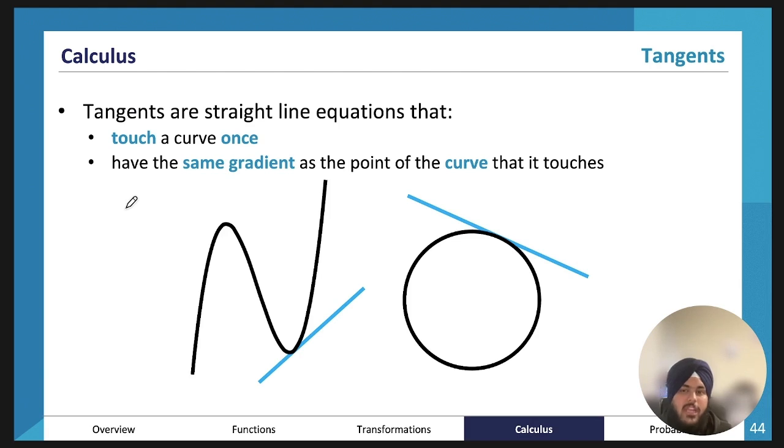Next we'll look at tangents and also instantaneous rates of change. A tangent is just a straight line that touches a curve once. But a property of the tangent is that it has the same gradient as the curve at the point that it touches. So at this particular point, the gradient of the tangent and the gradient of the circle is the same. If it wasn't the same, so let's say the gradient of this line was something else, it might look like this.